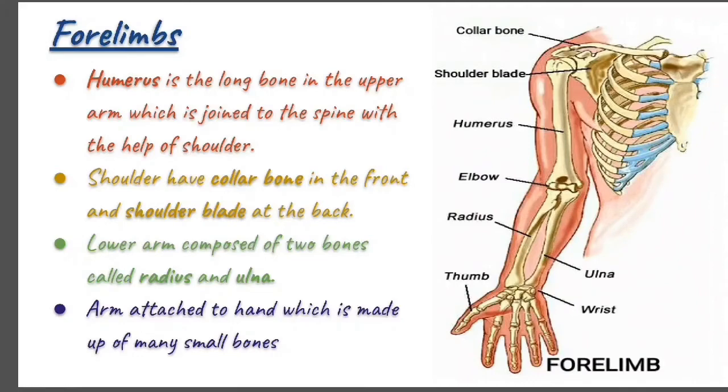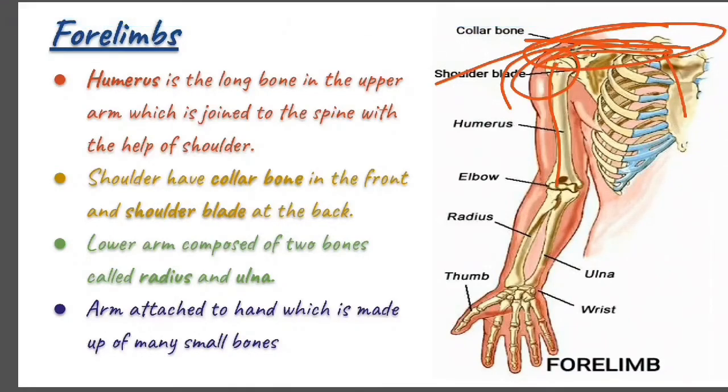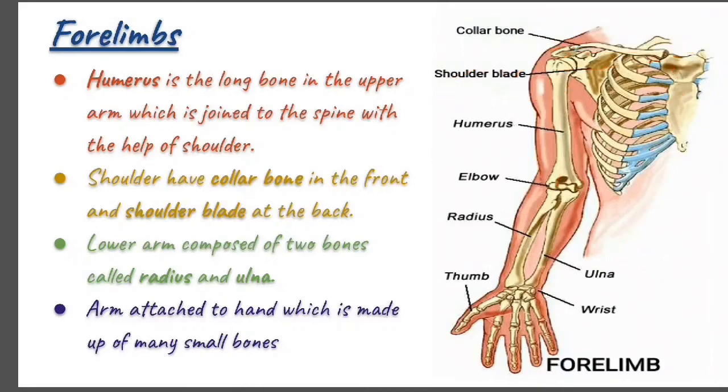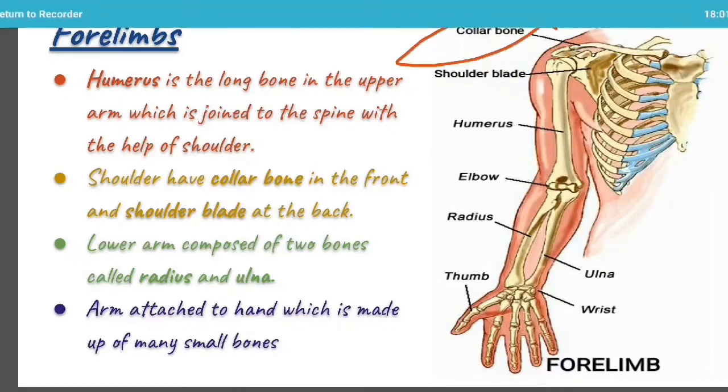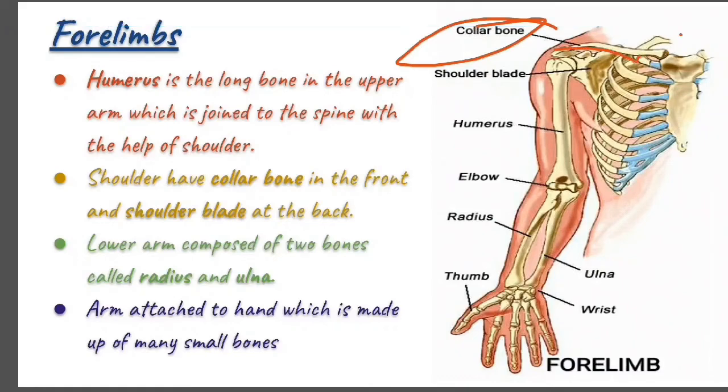So the humerus is the long bone of the upper arm, and that must be clear to you. It joins to the spine with the help of the shoulder. This is visible here also: the humerus joins to the collarbone, which is part of your shoulder, and it joins to the spine. At the back of this there is also a bone called the shoulder blade.